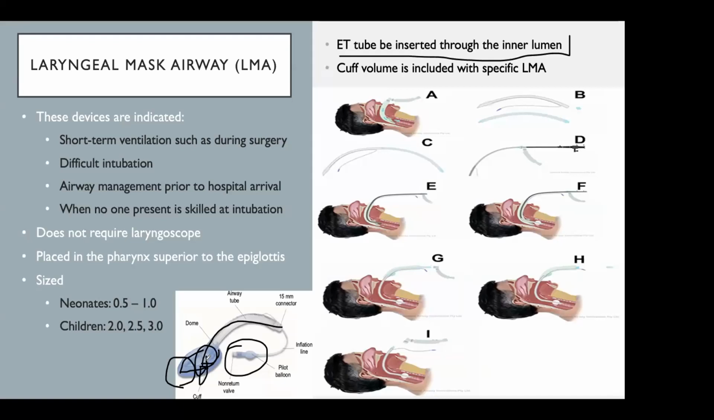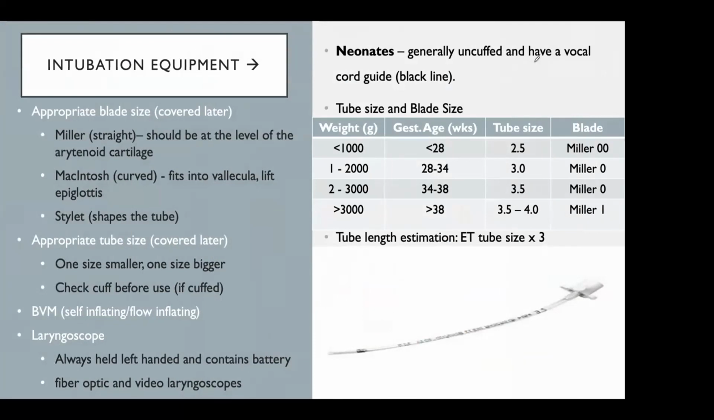And of course, you could drop a fiber optic through here, or do a small little bronch and pass your ET tube over it, just to verify. Again, cuff volumes are included with the specific element. We'll move on to intubation.